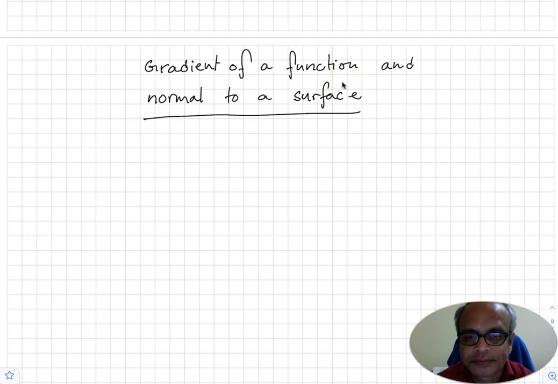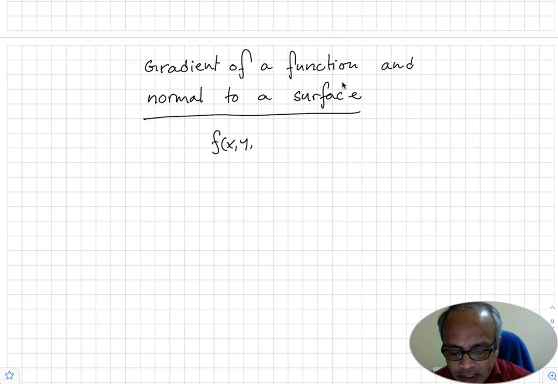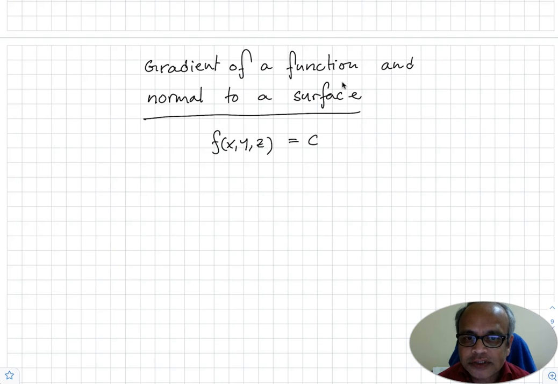In this lecture, I am going to talk about the gradient of a function and the normal to a surface. The main goal is to illustrate how the gradient of f is normal to a surface. We know that f of x, y, z, any function of three independent variables, equal to a constant is a level surface for a given value of c. f of x, y, z corresponds to a set of numbers that construct a surface.